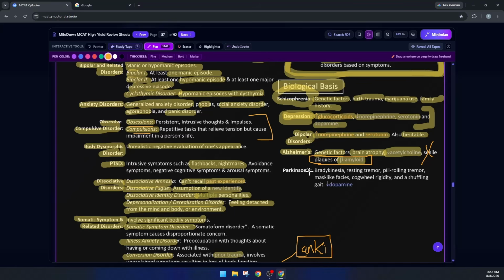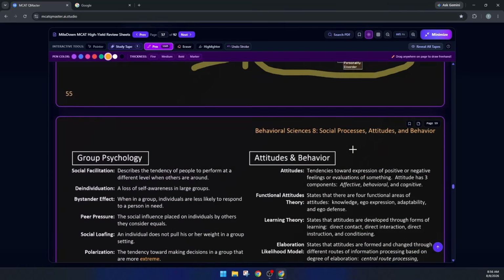Parkinson's is bradykinesia, resting tremor, pill-rolling tremor, mask-like face, cogwheel rigidity, and shuffling gait. Shuffling gait is when you're walking and it's not very smooth. Always remember that Parkinson's is defined by unsmooth movements. You have tremors, meaning your hands are shaky, and you have trouble walking smoothly. You want to memorize that Parkinson's is low dopamine. That's a biological basis of it.